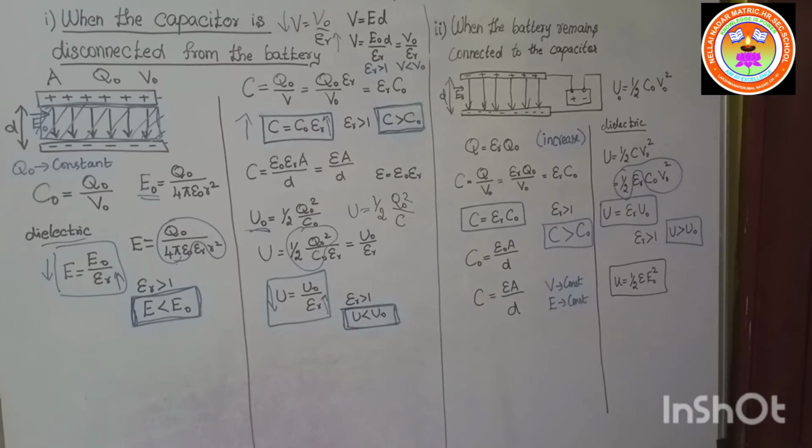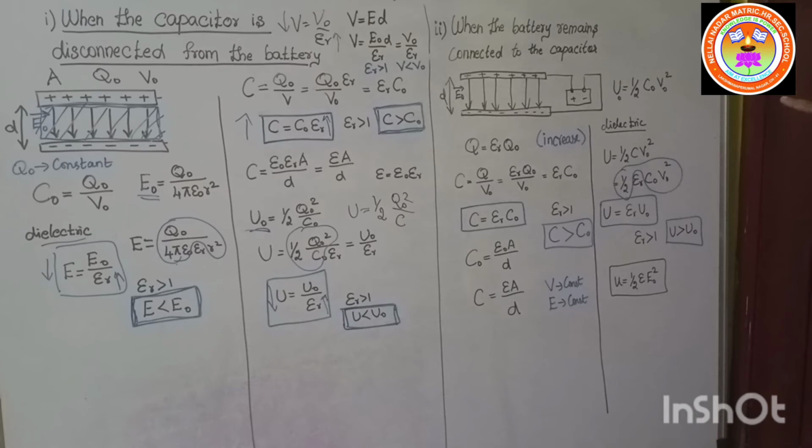Now we can write the formula for the capacitance in air medium. That is, C naught is equal to epsilon naught A by D. For another medium, C is equal to epsilon A by D. So first, the charge increases. Next, the potential is constant, and the electric field is also constant. Now the capacitance increases. Next we are going to take the formula for energy.